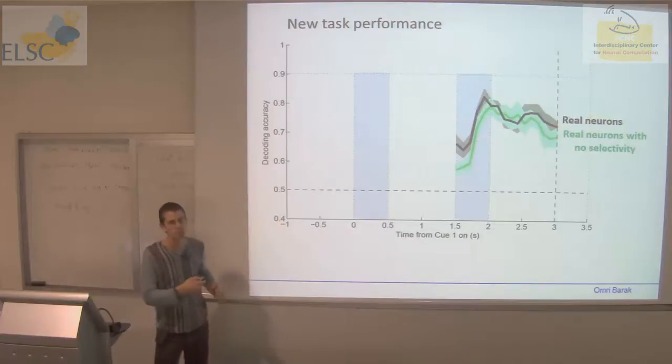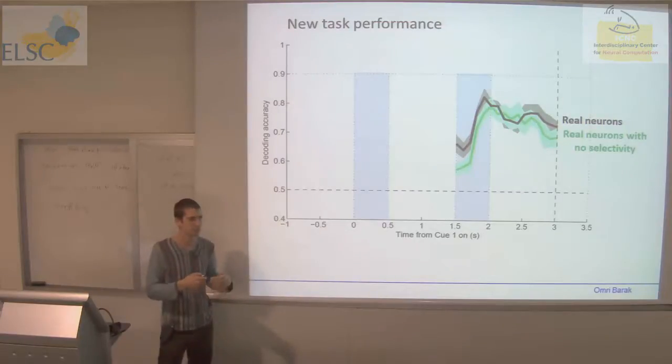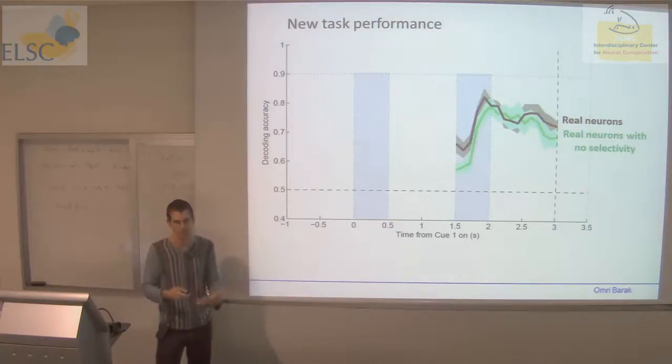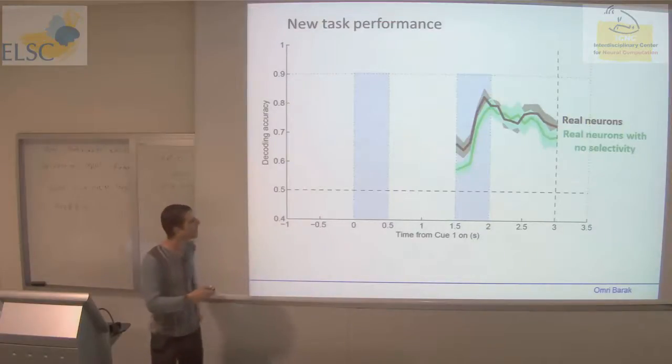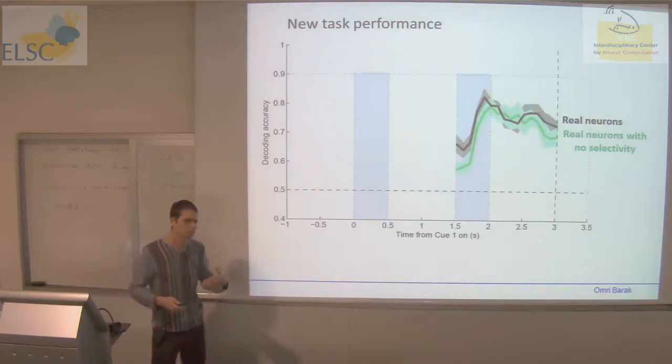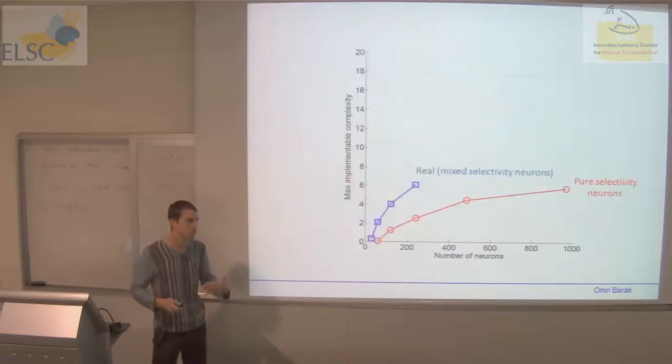And now there is no difference between the purely selective neurons, the neurons that are selective to this task, and the neurons that have just mixtures. So all the information seems to come from the mixture, and we can do this in a systematic manner where we try to train the network with more and more complex tasks and ask how many neurons do we need to implement such a task.